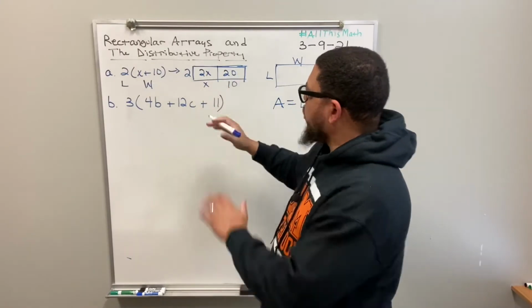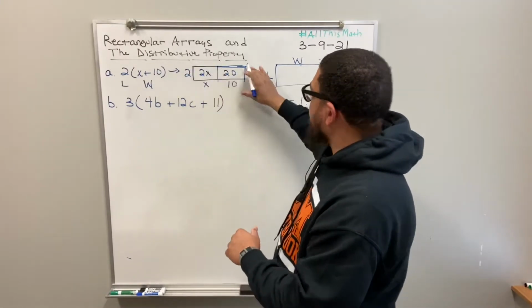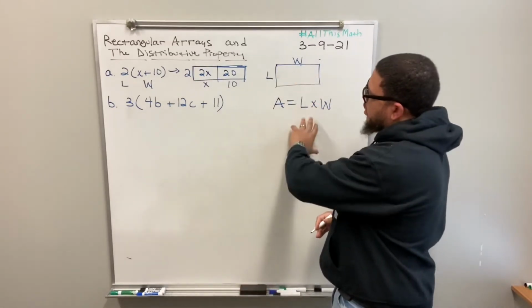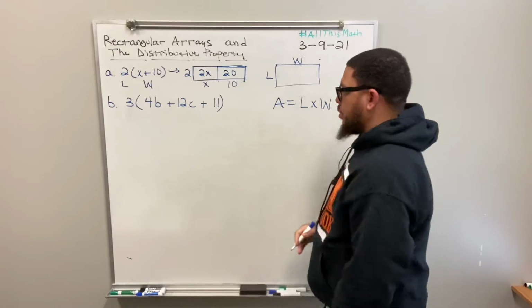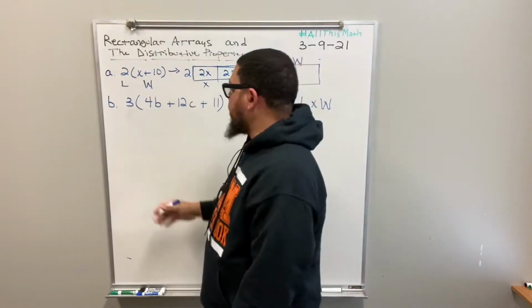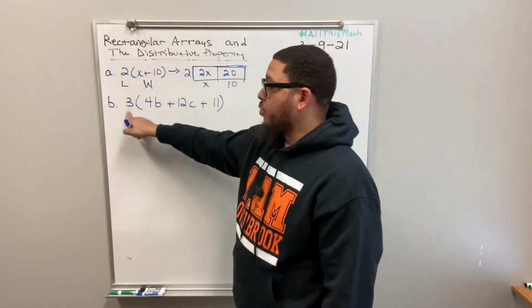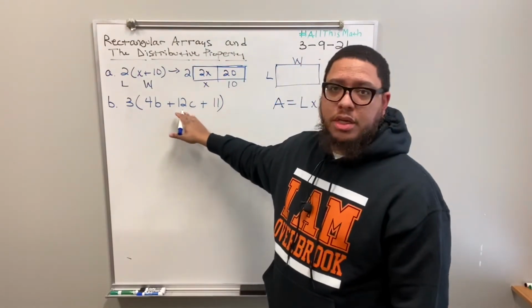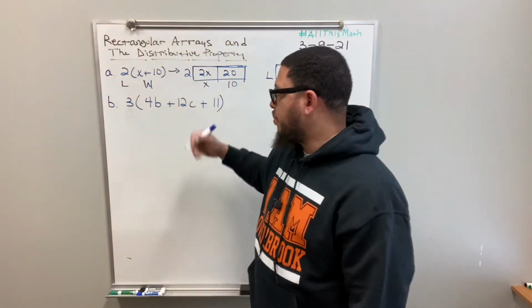So we got 2x and we got 20. So 2x plus 20 would be the area of this rectangular array, all right? And remember, it's all based on the area of a rectangle, length times width. Now, let's do the same thing for this expression: 3 times the quantity 4b plus 12c plus 11. All right, let's do that.